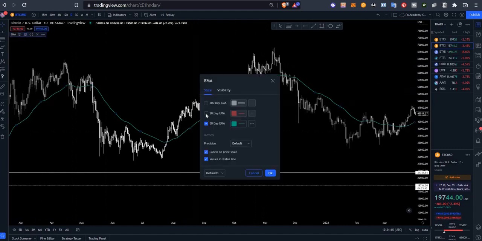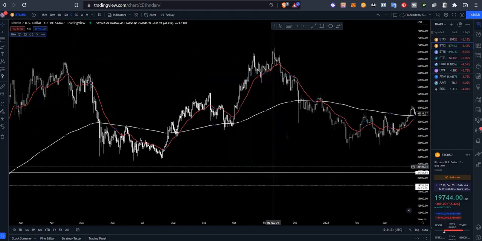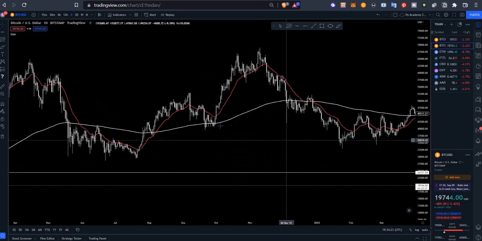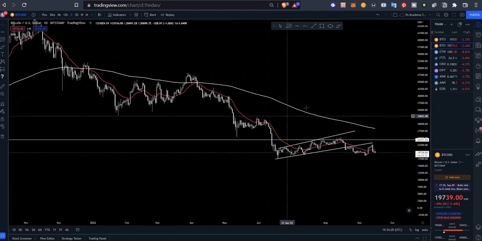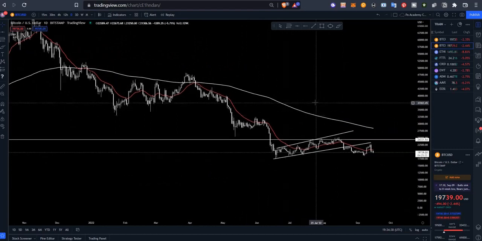Now let's put it this way. Most of the time I use 50. I think I said this yesterday, that if I want to scalp the market, I use 50 and 20. 50 and I think 10. Yeah, I said 10.